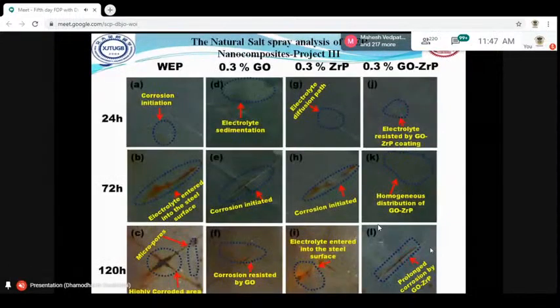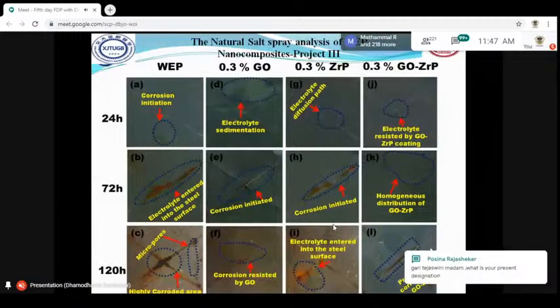And this is the anti-corrosion analysis by natural salt spray analysis. So here we can see for the neat WEP, after 24 hours the corrosion has been initiated, and at 72 hours the electrolyte can easily enter the steel surface, the corrosion has already happened. And after 120 hours we can see a danger, I mean a highly corroded area.